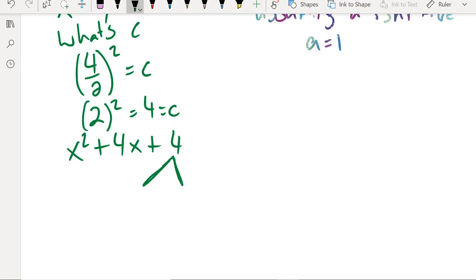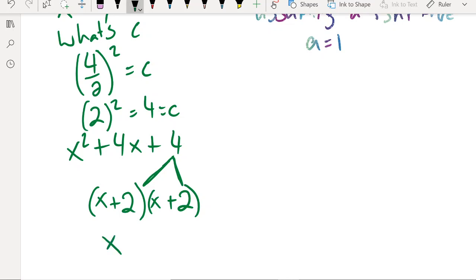I want two things that multiply to give me 4, and they have to add to give me 4. Well, 1 and 4 won't work because 1 times 4 is 4, but 1 plus 4 is 5. So 2 and 2 are going to work. And lo and behold, 2 plus 2 is 4. Look at that. Who would have thought? And then throw an x in front. And now we factored it.